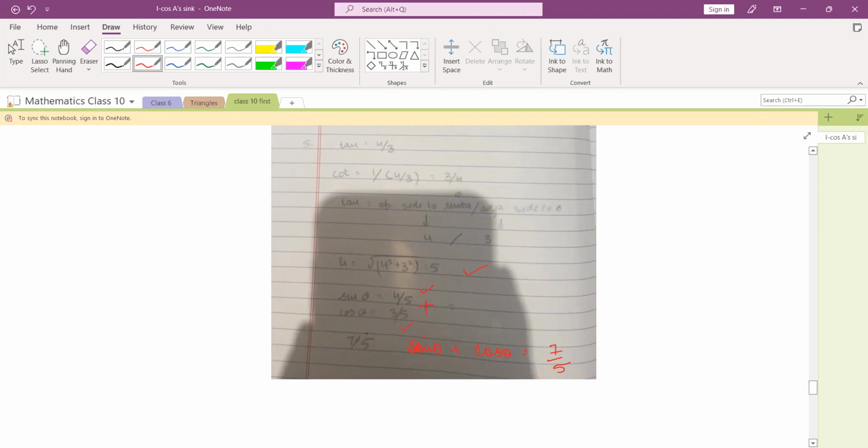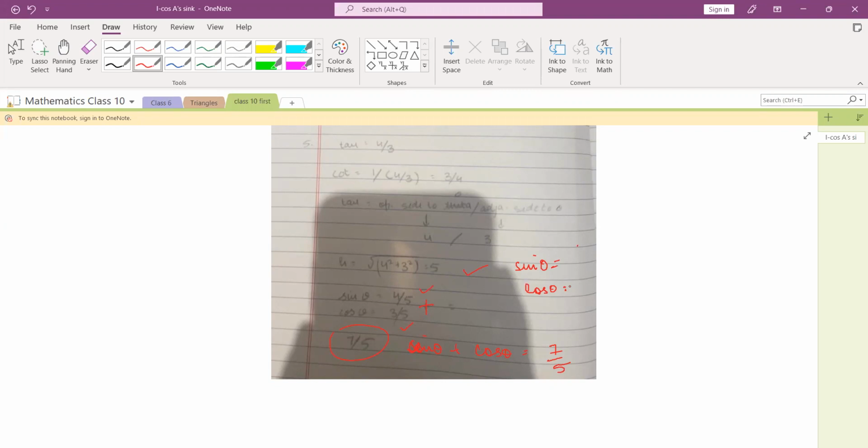Obviously, the answer, you are writing simply 7 by 5. What is 7 by 5? Like, I did plus. Okay, at least tell separately that my sine theta is this thing, my cos theta is this. See, Abdullah, what I'm saying is your concept is right. And sometimes, Sarah, your concept is also right. But very little mistakes while writing.